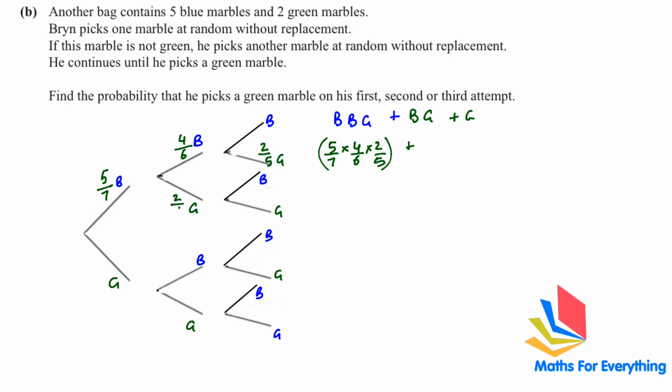This is going to be 2 over 6. So 5 over 7 multiplied by 2 over 6. And then the only green is 2 over 7. Now we'll solve it, put the numbers in the calculator to get the answer. And this will give us 5 over 7. And we are done with this question.